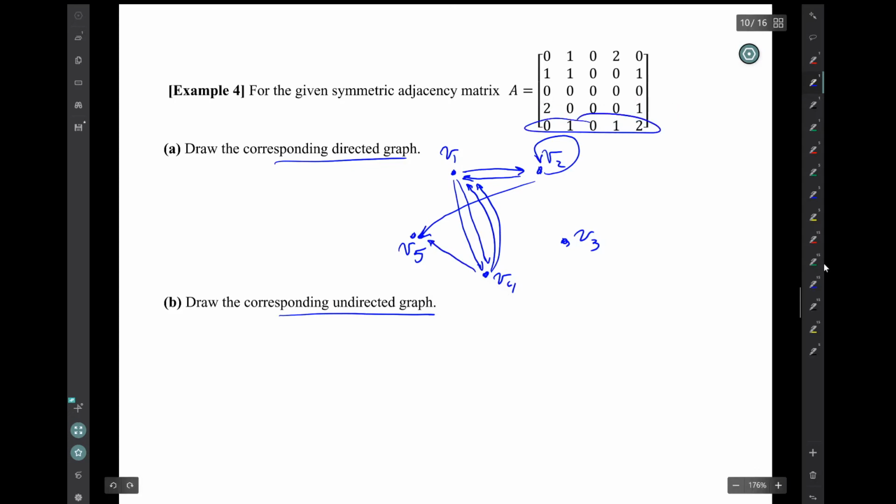This row tells us that coming from vertex 5, there's 1 arrow going to vertex 2 and 1 arrow going to vertex 4 and 2 arrows going to vertex 5. So in other words, 2 loops. So there's a directed graph corresponding to that adjacency matrix. What would the undirected graph look like?